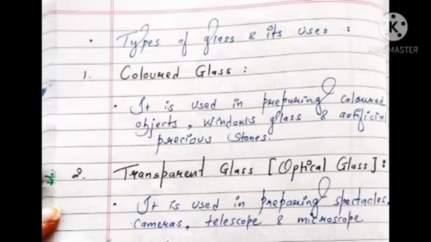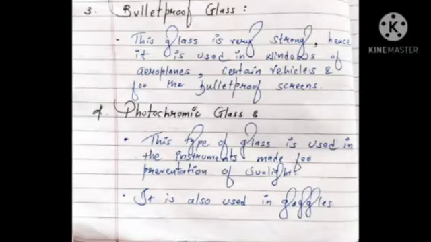Types of glass and their uses. First is colored glass. It is used in preparing colored objects, window glass, artificial precious stones. Second one is transparent glass, optical glass, and it is used in preparing spectacles, cameras, telescopes and microscopes. Third one is bulletproof glass. This glass is very strong, hence it is used in windows of aeroplanes, certain vehicles and for bulletproof screens.